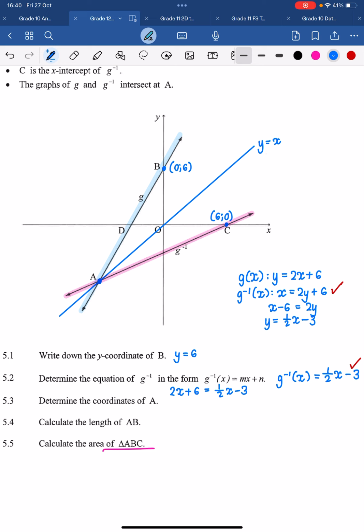The reason why I was saying that these two lines intersect on y equals x is that it's also a point of intersection of AB and the line y equals x. So you can actually do an even easier calculation. You can make 2x plus 6 equal to x.